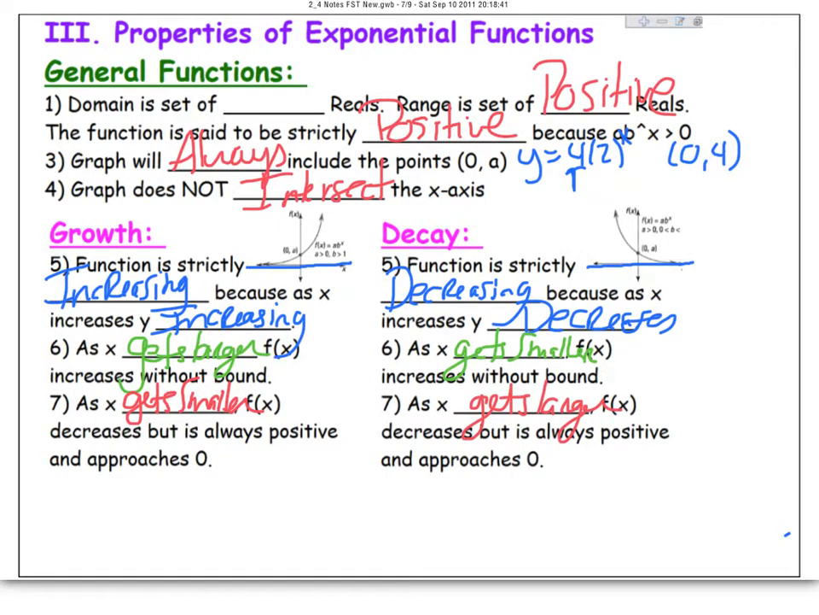On the flip side, for the decay function, for number 7, as x gets larger, what we see happen, let's just follow it, the x's get larger, the function decreases but is always positive and will approach 0. So again, this is approaching the asymptote.